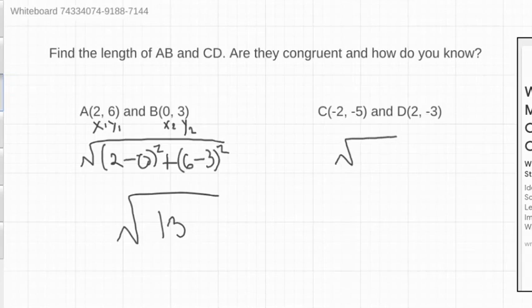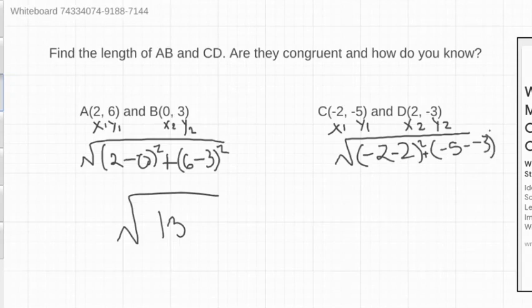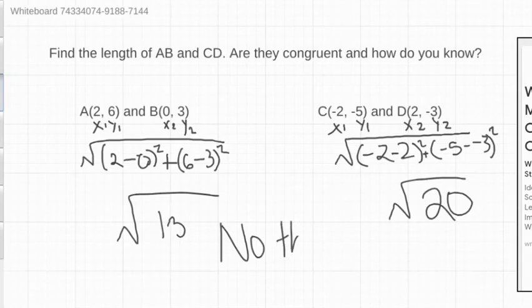Then we'll do the same one for CD. Plug it in for our formula, so we'll do x1, y1, x2, y2. And we'll do negative 2 minus 2 squared plus negative 5 minus negative 3 squared. And that all boils down to square root of 20. So these we know are not congruent, because they're not the same distance, so they can't be congruent. So no, they are not congruent.